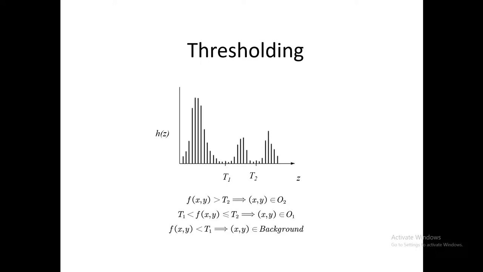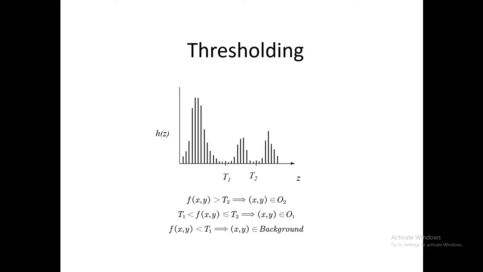We can see here three peaks. Now the decision rule will be like this: if f(x,y), the intensity value at location (x,y), is greater than T2, then we say that point p(x,y) belongs to the object O2. Here we can say that if the pixel value at (x,y) is greater than the T2 threshold, then it belongs to O2. All the intensity values greater than T2 will belong to the object O2.